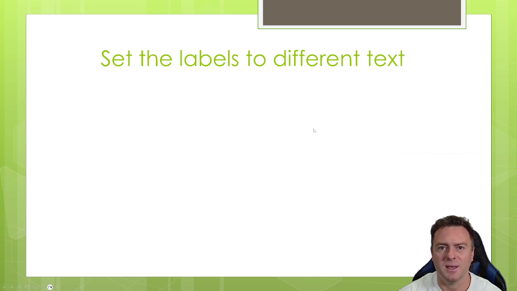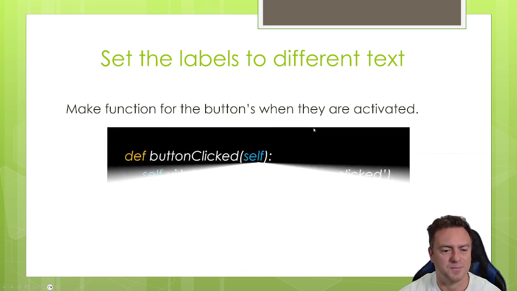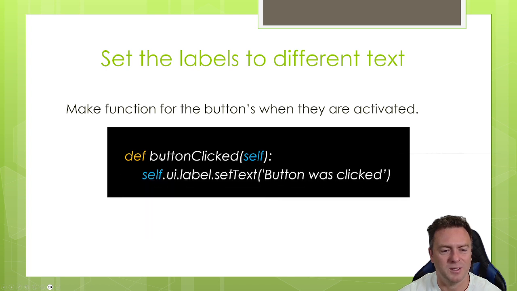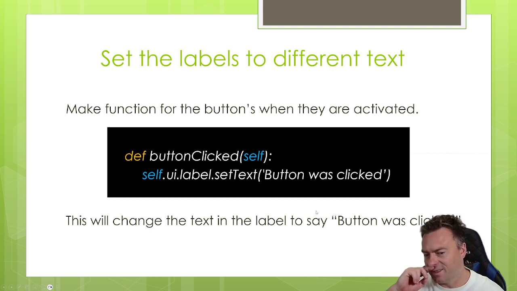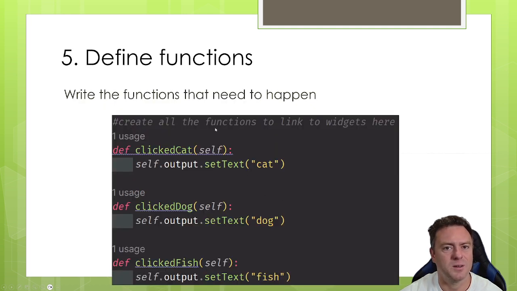So the final step to set the labels is we need to make functions for every time the button is clicked. The way that you do this is you define the button clicked, or whatever the name of the button is, with self, and then you can change the different objects that you've got. So we've got self.ui.label, set the text, and then you can change it to the button was clicked. This will change the label to now say the button was clicked. So we've connected the signals to the function. We're now going to define the functions, which is the last bit.